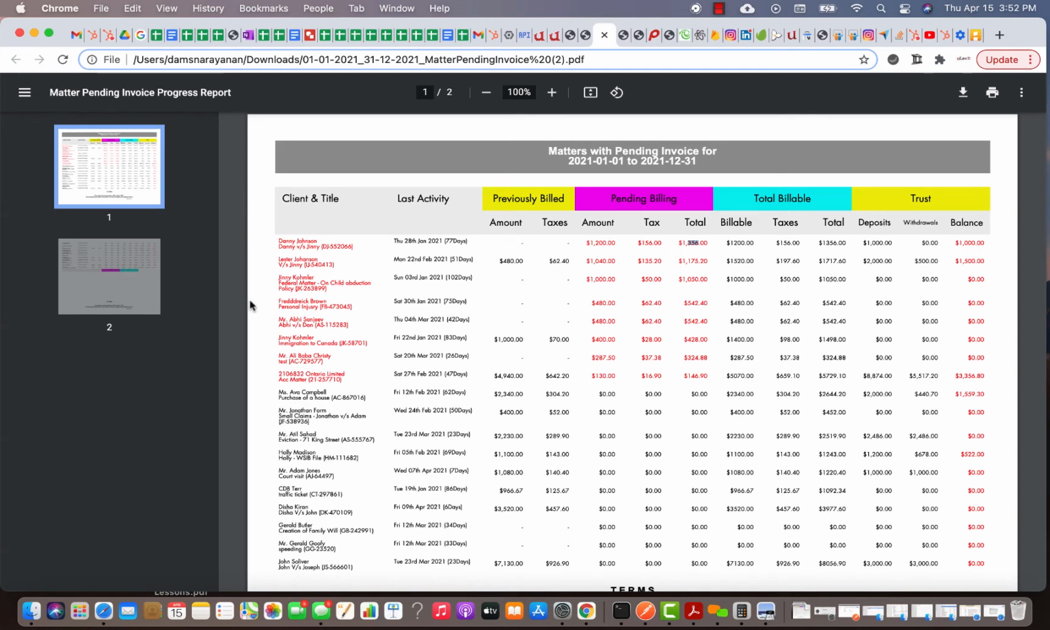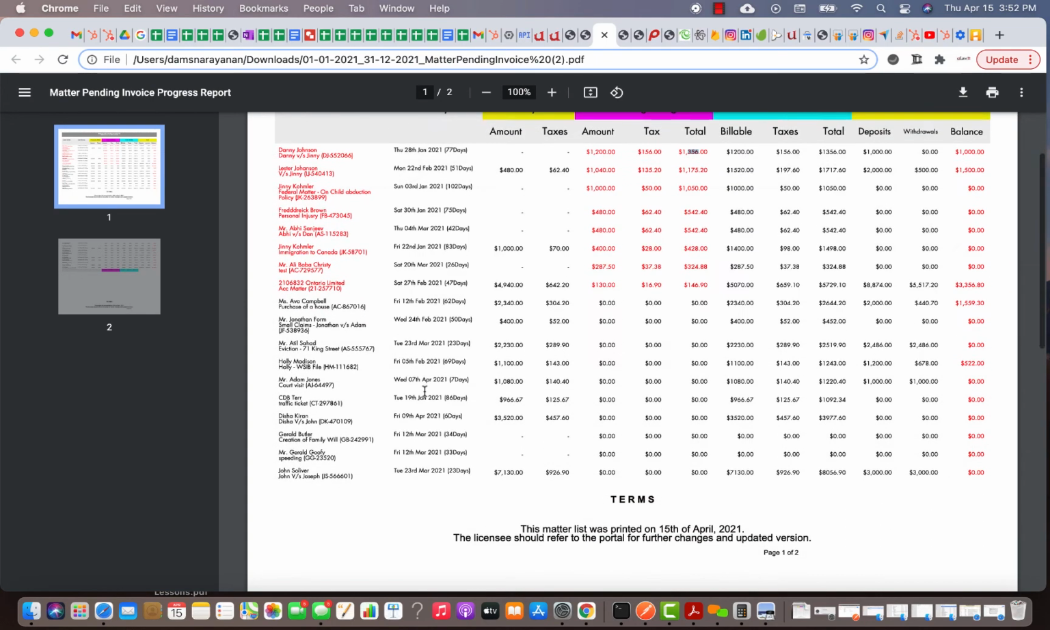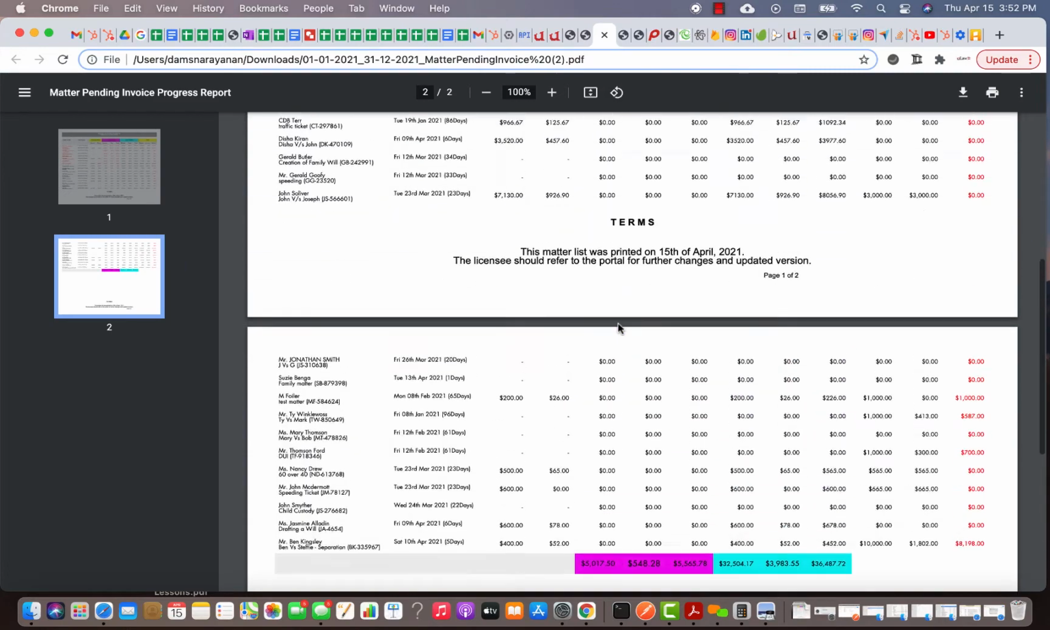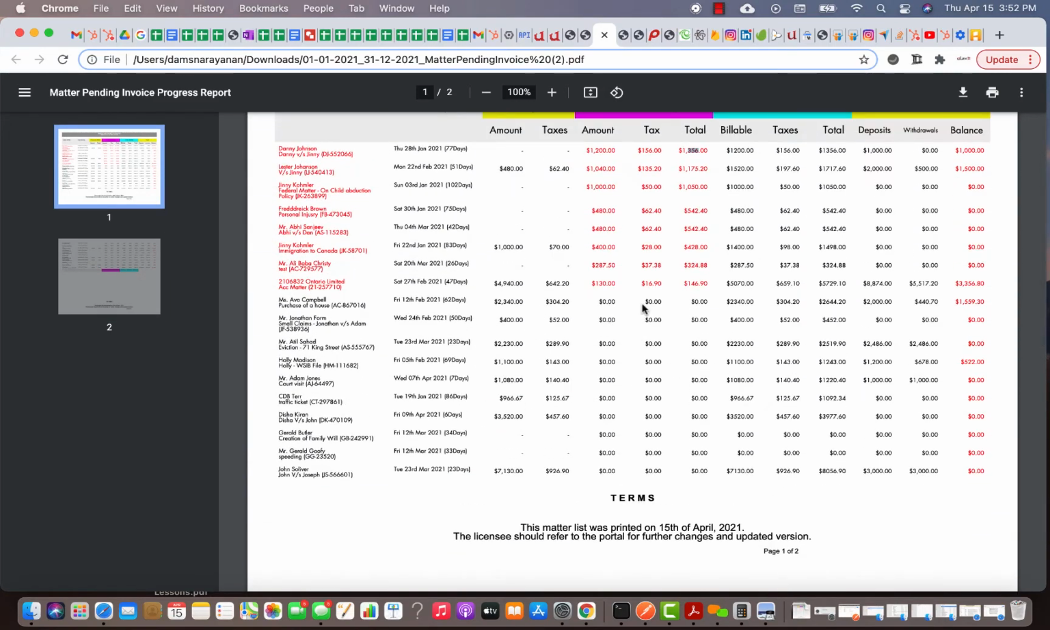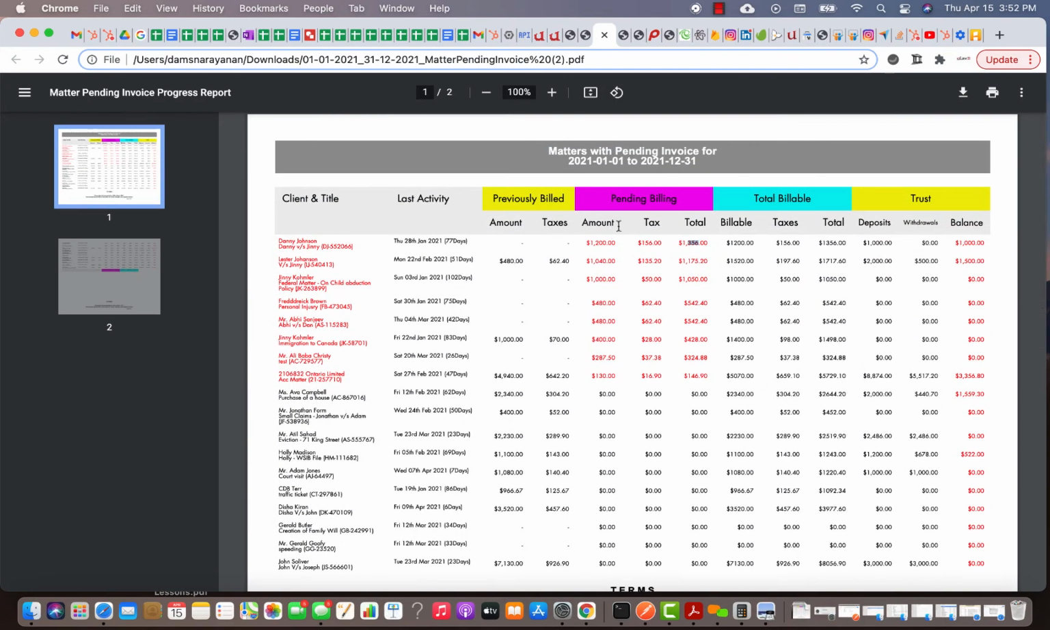So we also have some color highlights, that way you know which matters are important and which ones are not. We also show you the matters where probably there was some activity but it did not translate to billing. So the ones that are actually in billing, we show that in red, and we also show you the trust balance and give you an idea of what you can do next.